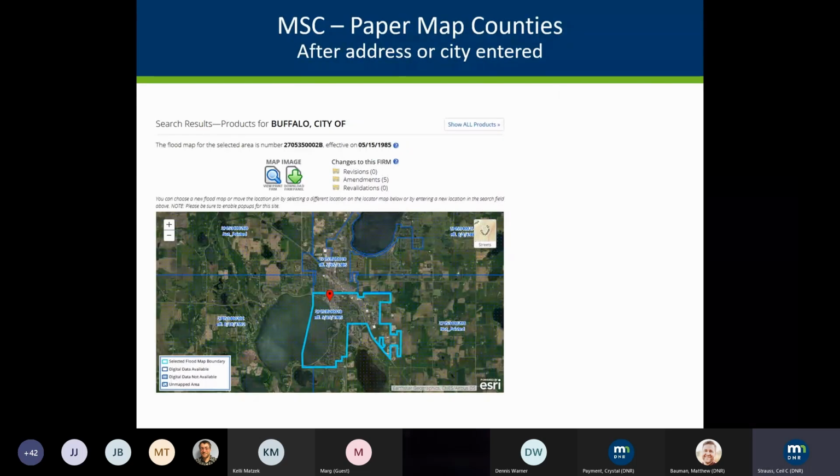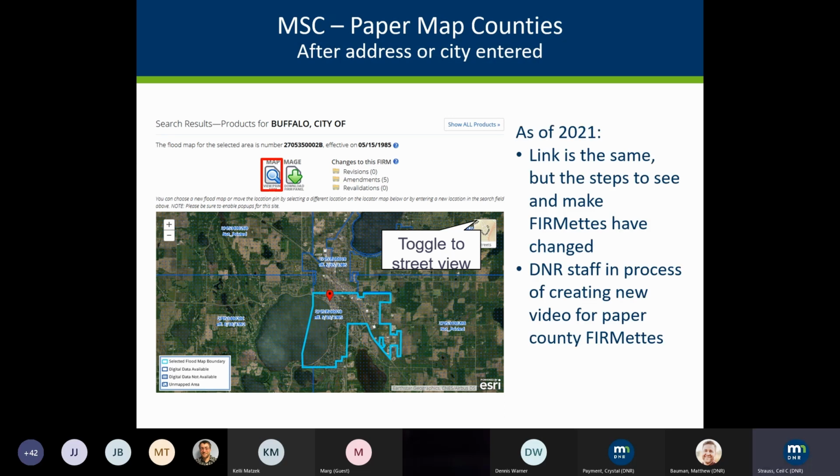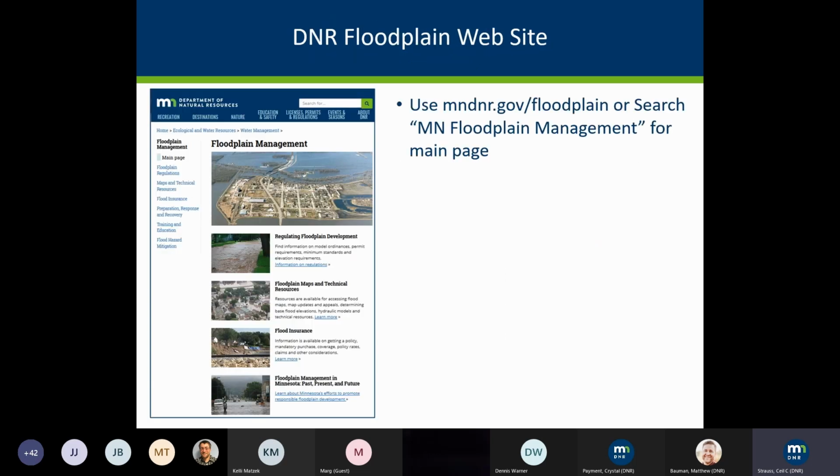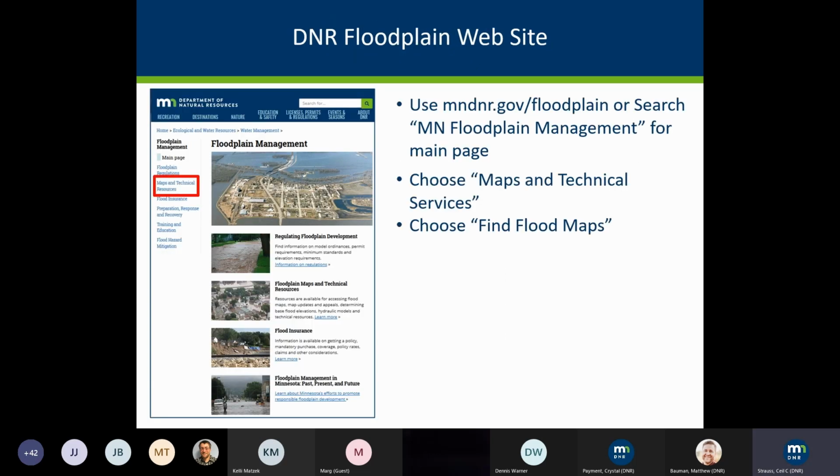Okay, next slide. So for the paper map counties, you can still click that to get the map above. Next slide. Oh, this is mentioning that you can toggle to Street View, but then the other, keep going in the slide, the link's the same, but the steps have changed, and I mentioned we are in the process of creating a new video on how to do the paper county formats and viewing those. That should be out pretty soon. So let's see on our website, again, what are we showing here?